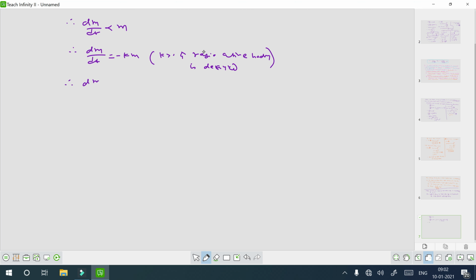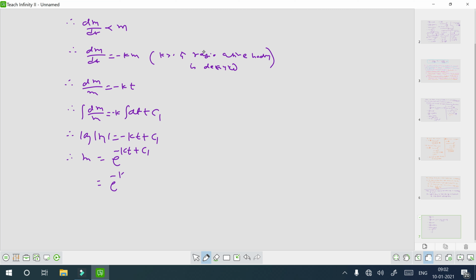And therefore dm upon m is equal to minus k dt. So integral dm upon m is equal to minus k integral dt plus c1. So log mod m is equal to minus kt plus c1. So m is equal to e raised to minus kt plus c1, e raised to minus kt into e raised to c1. So c e raised to minus kt, where c is equal to e raised to c1. Say result number 1.